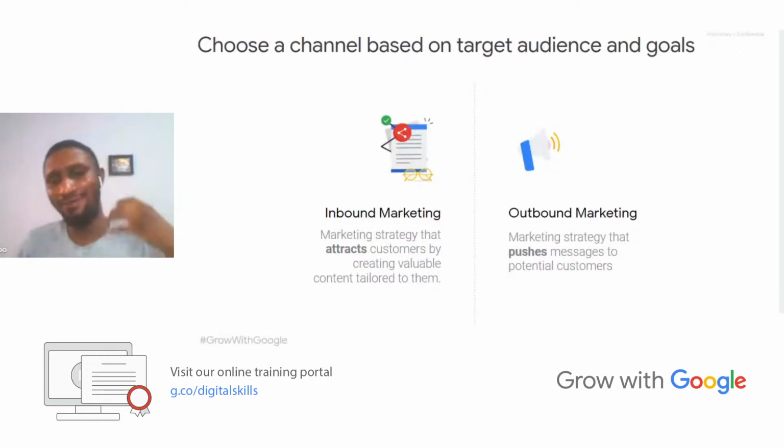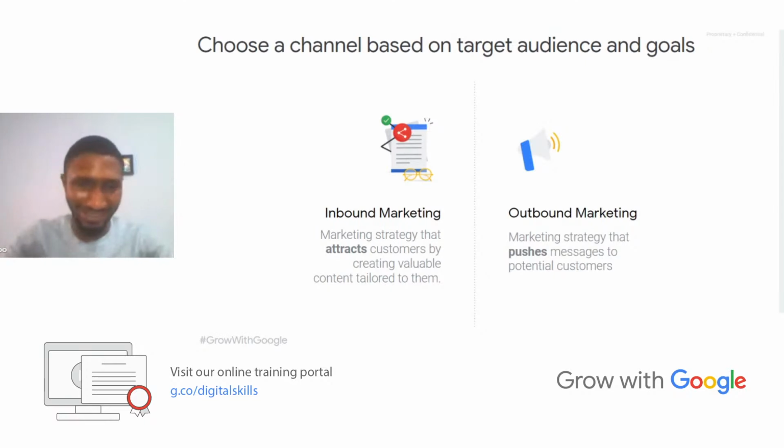It's still right here. We have inbound marketing, which is a marketing strategy that attracts customers by creating valuable content tailored to them. It's attracting them. You have content right there, which is why I keep emphasizing having that blog on your website, making sure you're creating nice articles, stuff that is relevant. People are going to search and they're going to find you. The intent is there. It's attracting them.